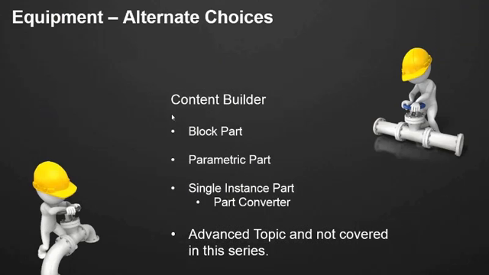There are some alternative choices for equipment, and that is using the content builder, where you can create your own block-based multi-view part, your own parametric part, and the third choice for making equipment is to make a single instance of a part using the part converter. These are all topics that we have touched on in the past. I haven't gone extremely in-depth on creating them. I would consider this an advanced topic, and since this is a basic series, we won't be covering it.